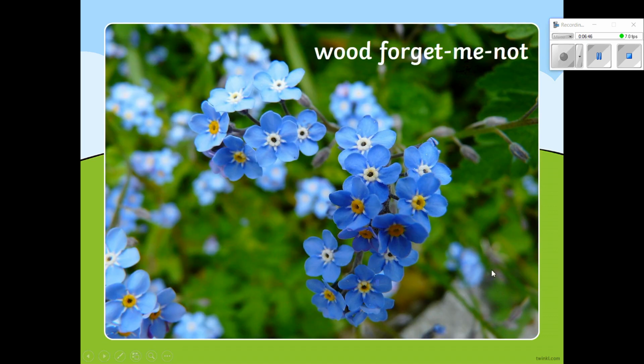This flower here is called a wood forget-me-not. How could you describe this flower? What colours can you see here? Fantastic, well done. I can see lots of beautiful colours on these flowers. I can see that all of the petals are blue, but I can see some orange and some white. So the flowers have got different colours in the middles. Well done if you noticed that.